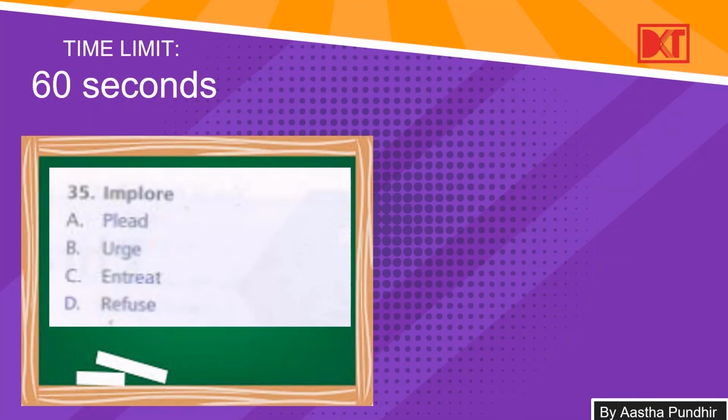Now here, next word is implore. The options here are A. Plead, B. Urge, C. Entreat, or D. Refuse. Here the correct answer is D. Refuse. Okay, implore usually refers to requesting someone to do something. Okay. And refuse, saying no to something, so this becomes an antonym.